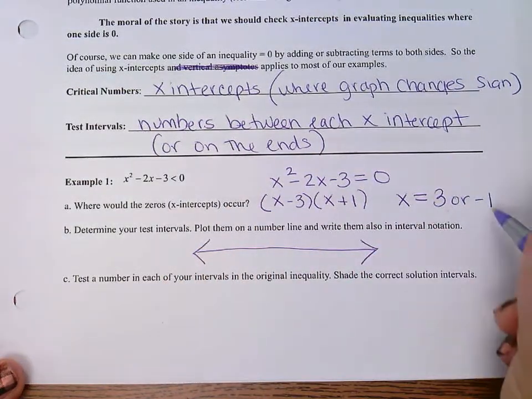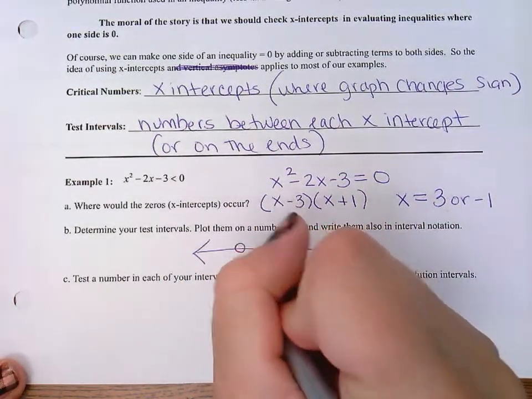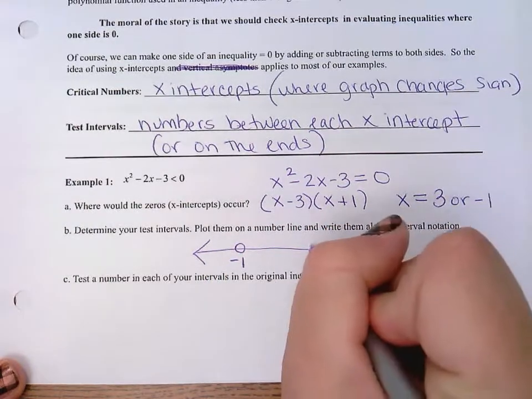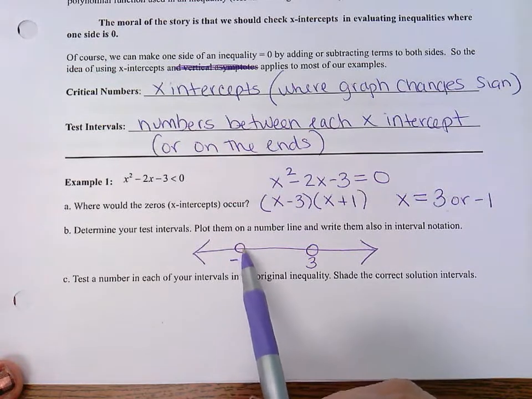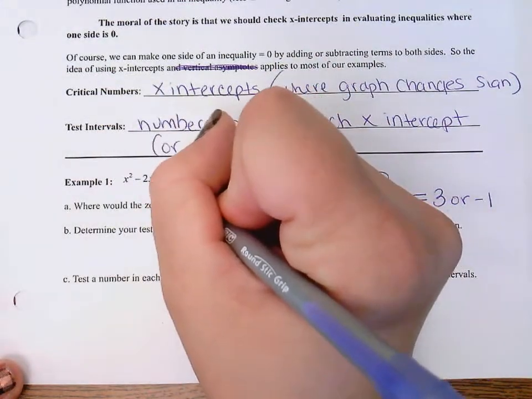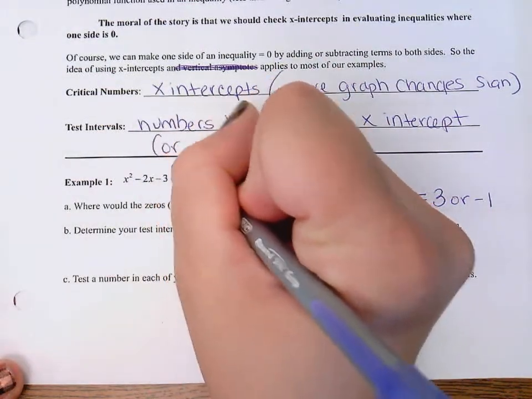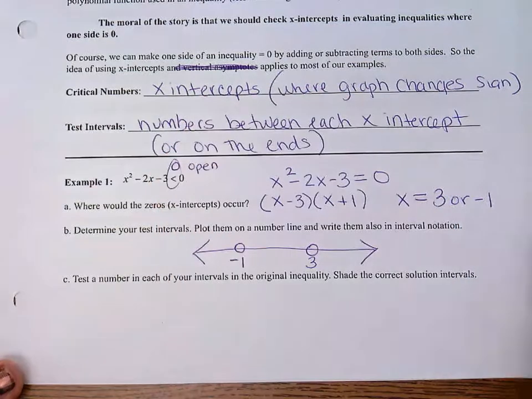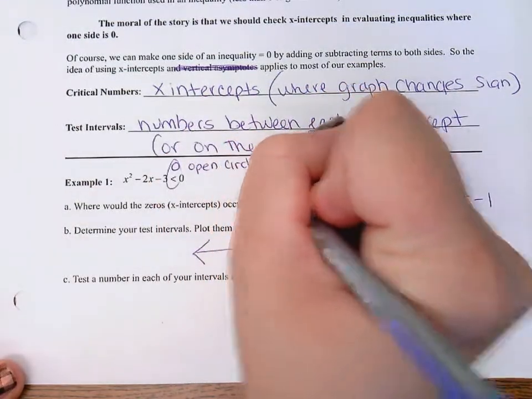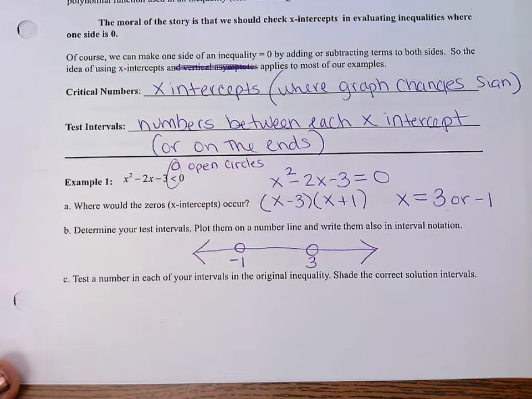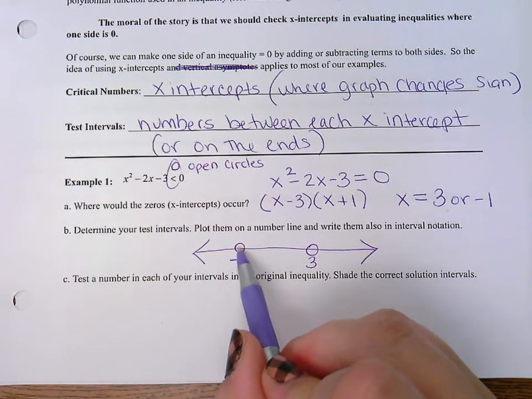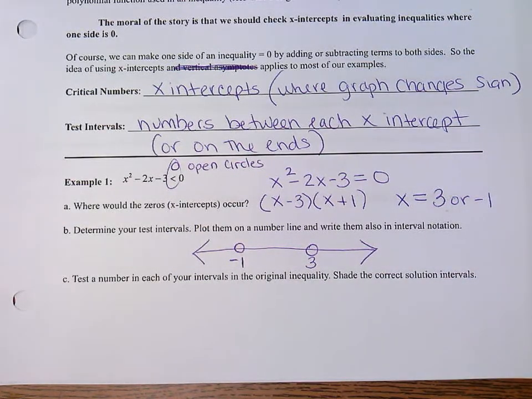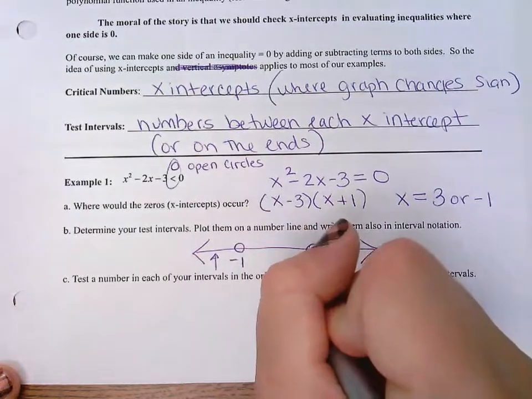So let's see, negative 1 comes before 3 on a number line. The reason I used open circles was because this says strictly less than 0. So I want to use open circles when it says strictly less than 0 because I don't want to include the x-intercept. If this said less than or equal to 0, I could use a filled in circle on the number line. So I have 3 test intervals.